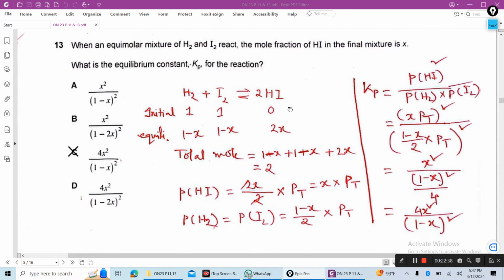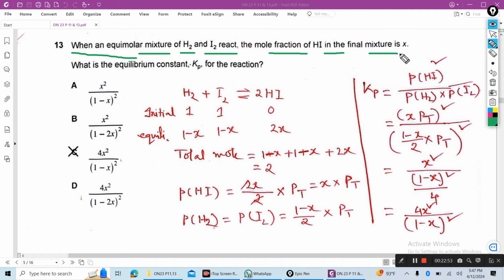Next, number 13. When an equilibrium mixture of hydrogen and iodine reacts, the mole fraction of hydrogen iodide in the final mixture is X. So what is the equilibrium constant Kp for this reaction? The mole fraction of HI in the final mixture is X. Okay.